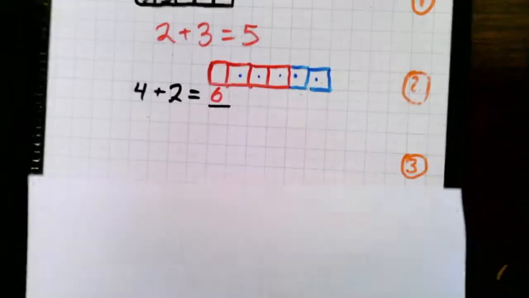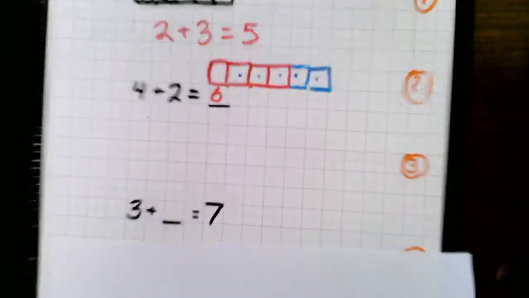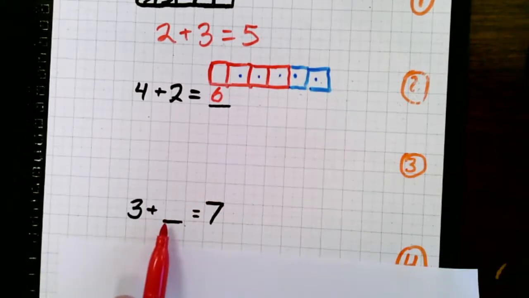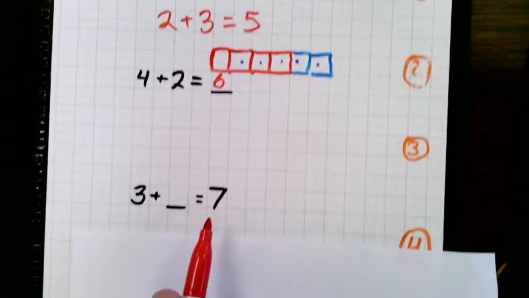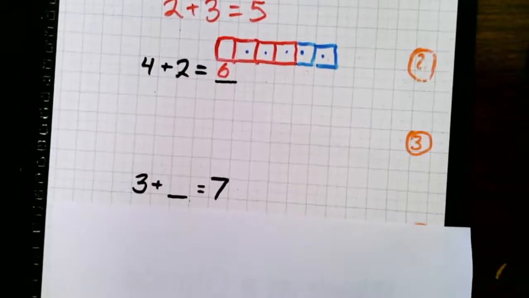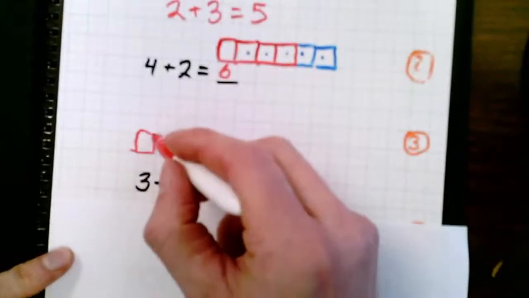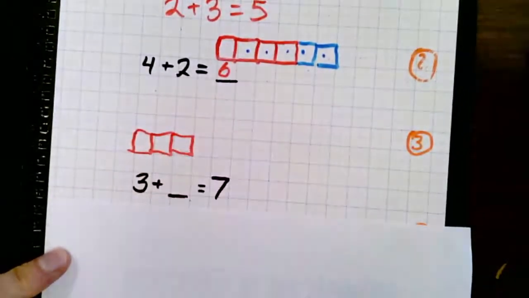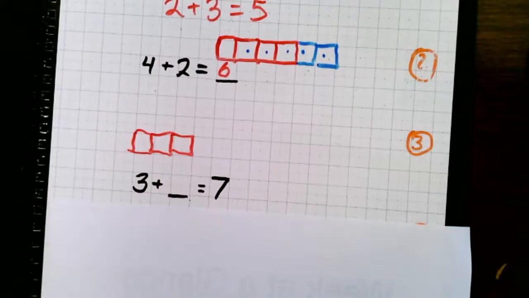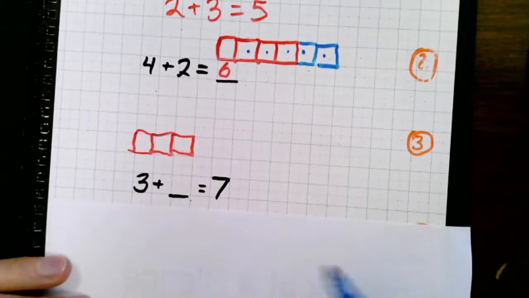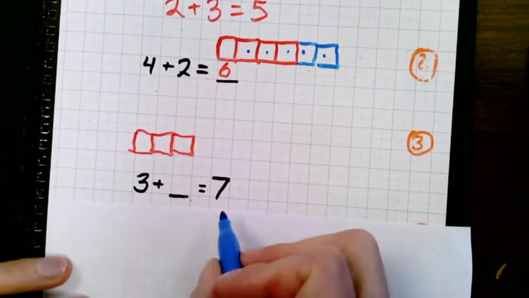Are you ready for some tricky ones? 3 plus something equals 7. Well, let's make a picture for this. I'm sure it's going to start with 3, and then we'll have some more, and all together we should have 7. Is that what you think? What do you think it's going to be? How many more do we have to add to get 7?